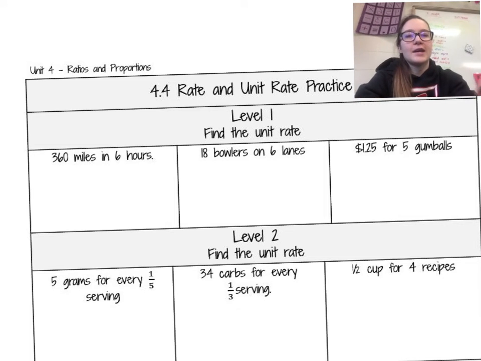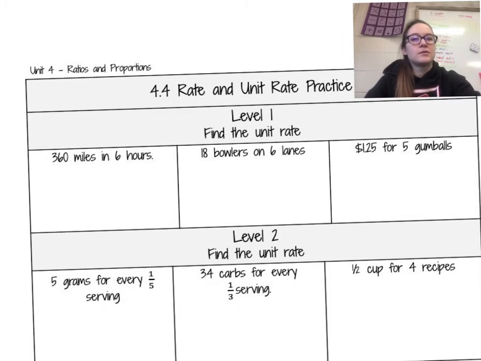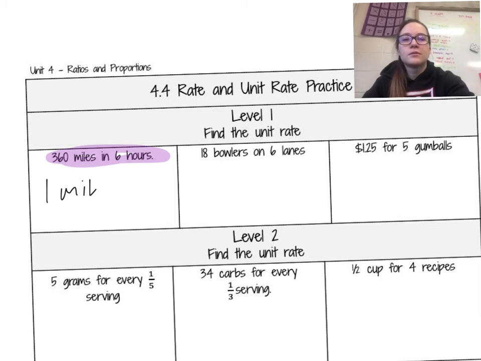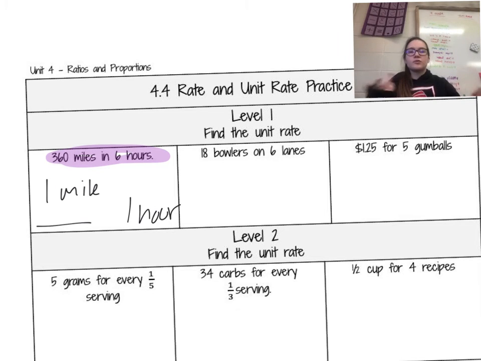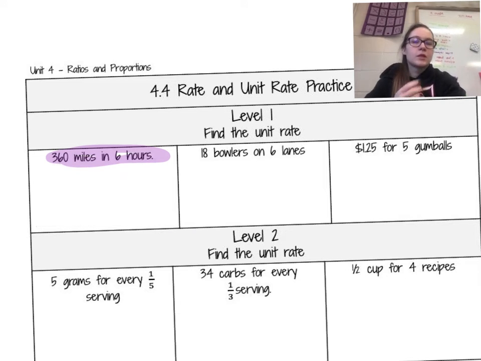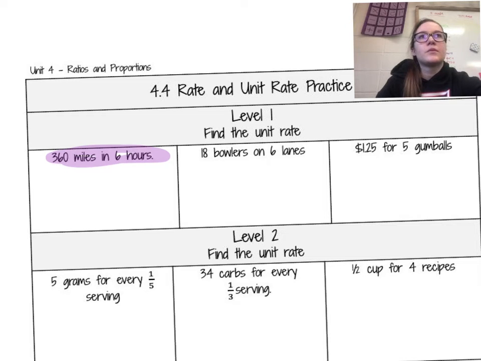So if we're looking at this 360 miles in 6 hours, does it make sense to figure out how long does it take to go 1 mile? Or how many miles can you go in 1 hour? Right? And when you're on the road and it says 45 mph, that's miles per hour. So we want to find 1 hour. Okay?